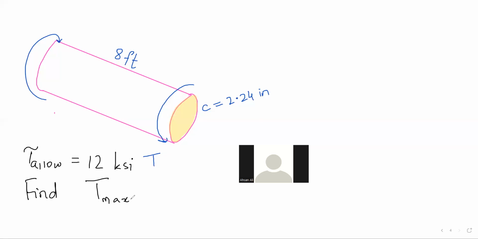Okay. Ehsan, are you with us? Yeah, I'm with you. Okay, so why don't you also tell me the polar moment of inertia of this object?